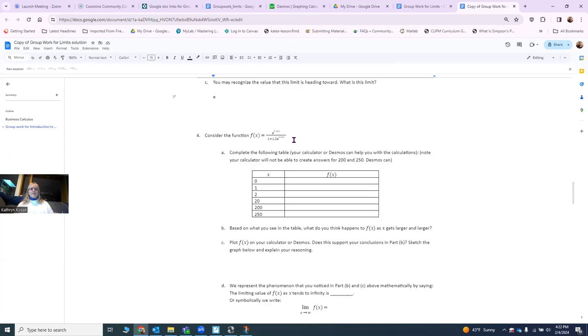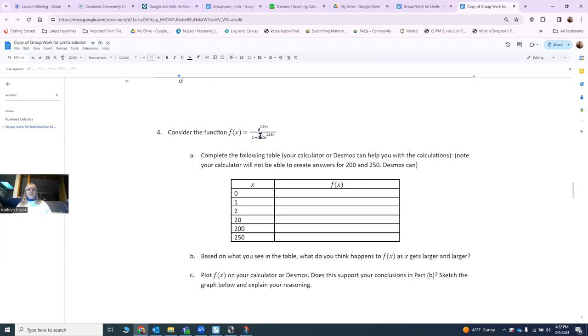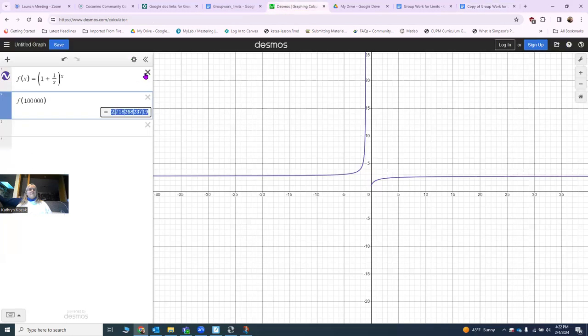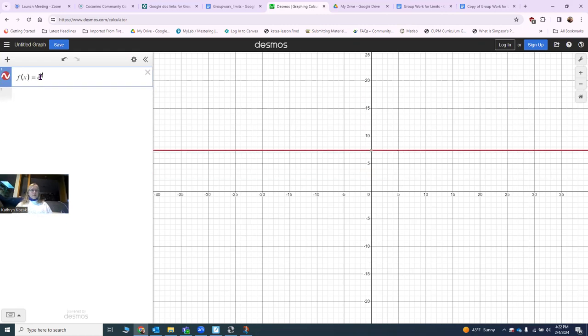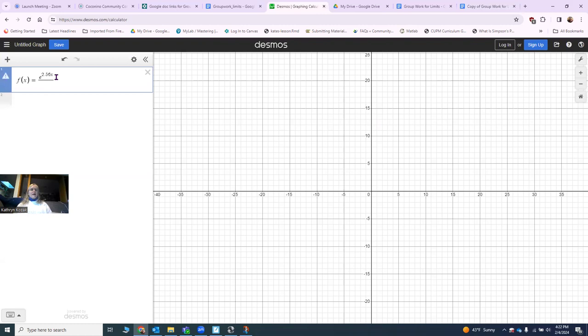So let's do another one. This function is e to the 2.56x over 1 plus 1.2 e to the 2.56x. I need to make this bigger because I really can't see what that says. So let's type that into Desmos now. f of x equals e to the 2.56x divided by 1 plus 1.12 e to the 2.56x.